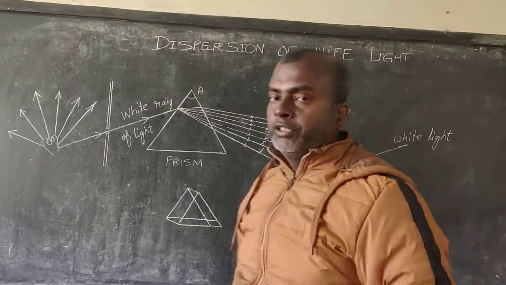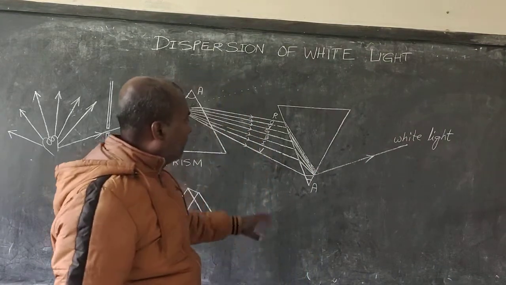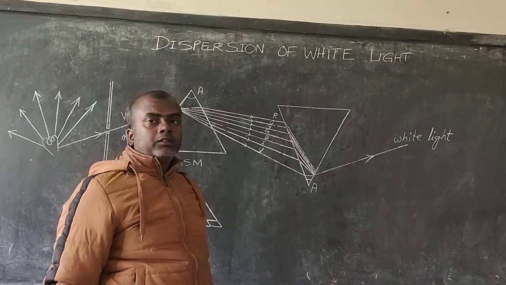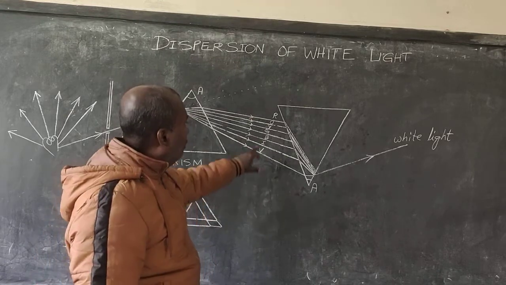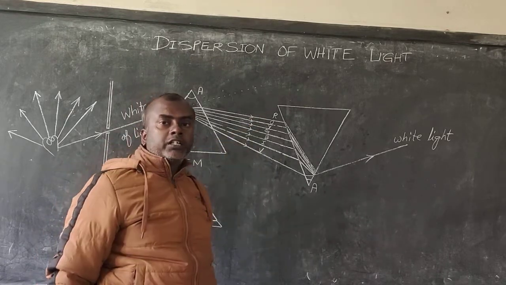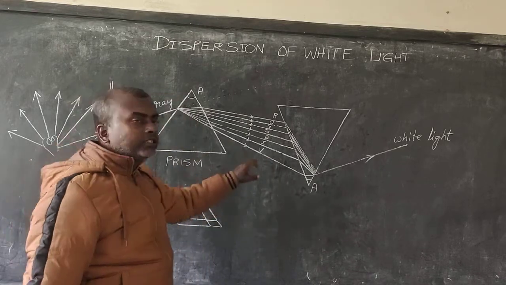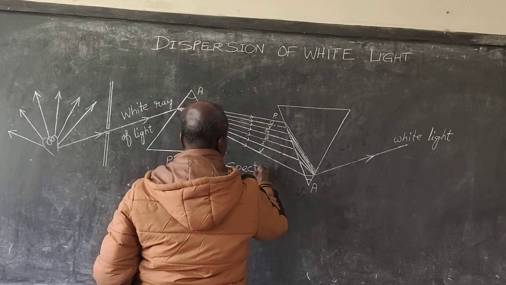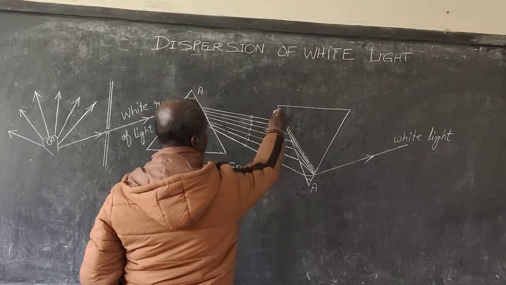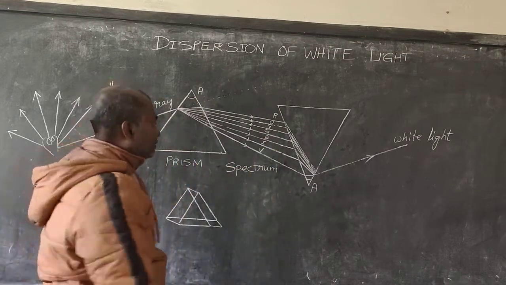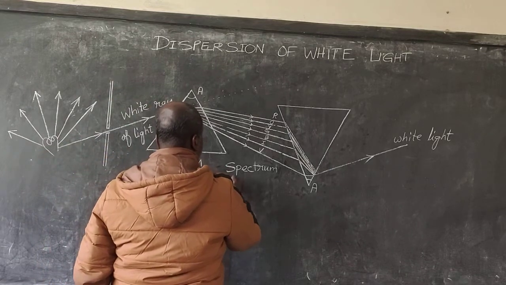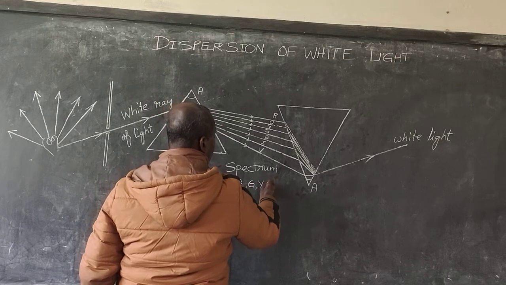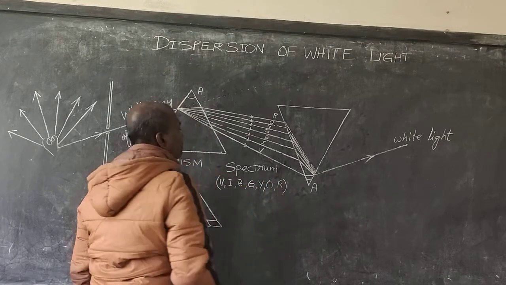Alright, in continuation, you can see that I have placed another prism in front of these 7 colors. By the way, all these 7 colors which are split from the white light are called a spectrum. In the spectrum, you have violet, indigo, blue, green, yellow, orange, and red colors.